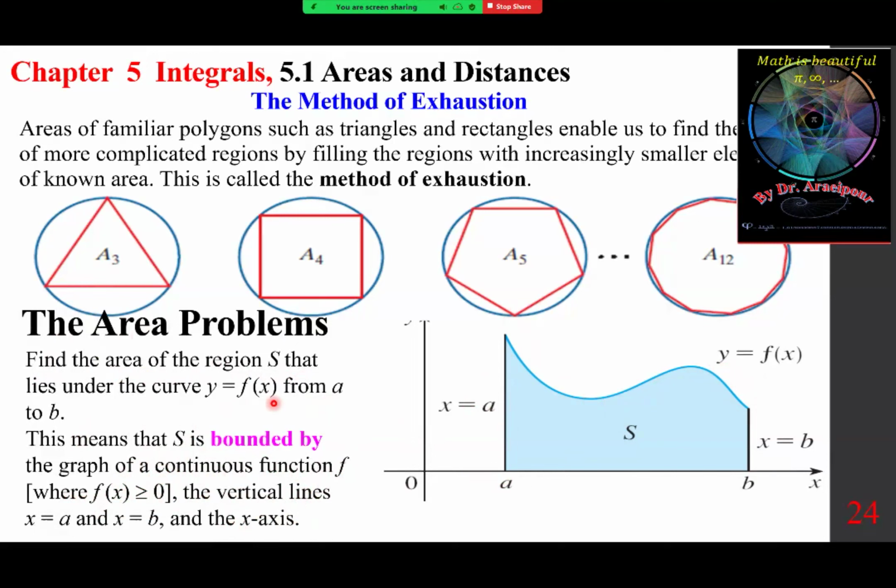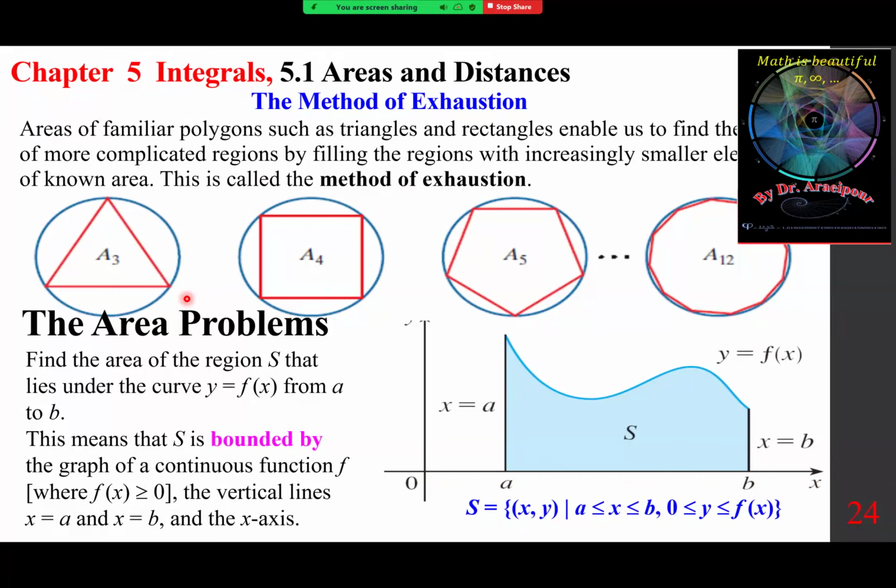Now, everything that is written here can be written in this format, nice and easy, in mathematical format. S equals the set of points x and y such that x is between A and B, y is between 0, because the x-axis has the equation y equal to 0, and f of x. So how do you find this area? That's pretty impossible, because we don't have any geometric shape and therefore geometric formula for it. So that's why we use the method of exhaustion.